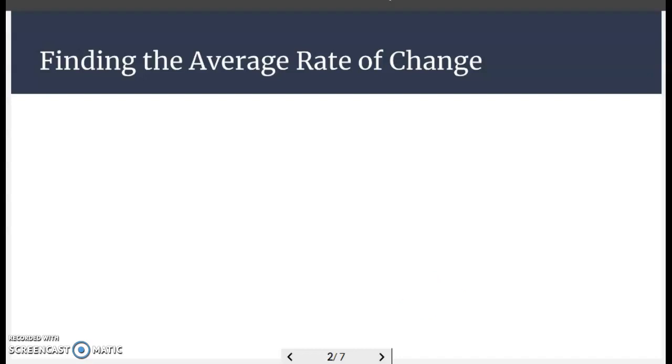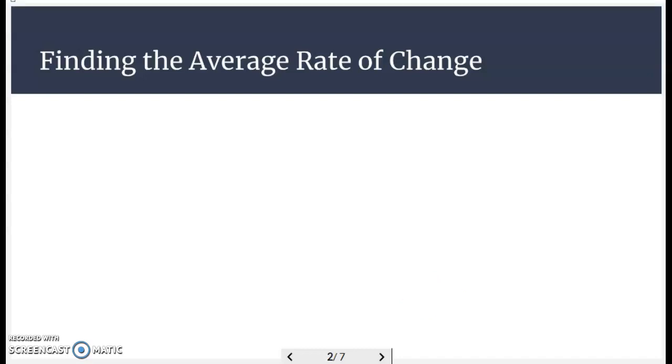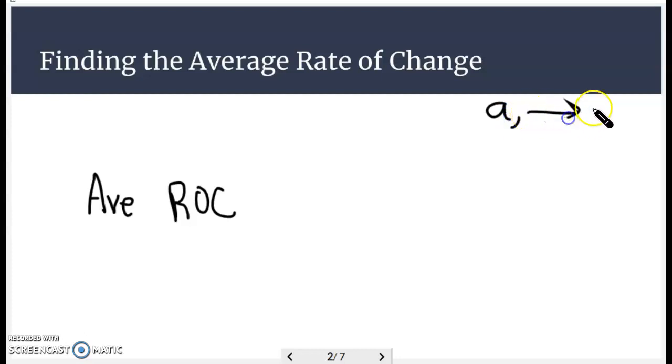Welcome back, everybody. This video we're going to be exploring finding the average rate of change, particularly with quadratic functions. Now, average rate of change is how fast a function is changing over a given interval, and the interval is from A to B on the x-axis.